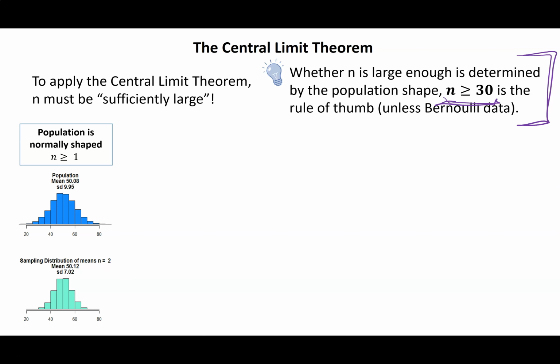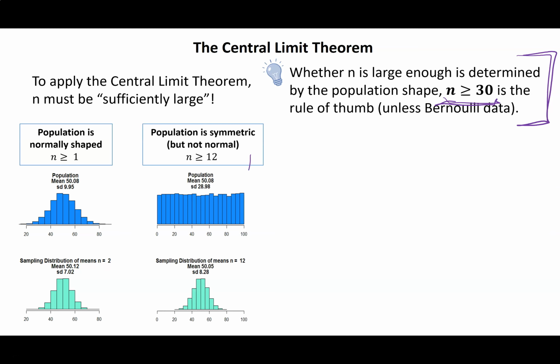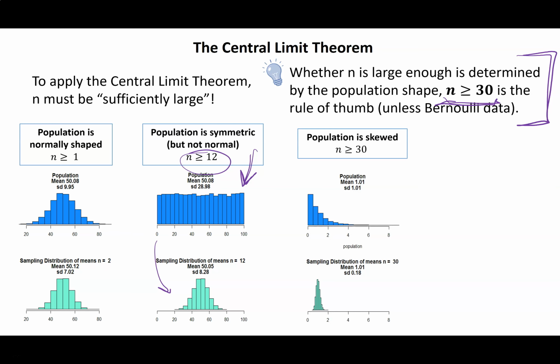So here, if I have a population that I know is normally distributed, any sample size will be big enough for the central limit theorem to kick in. If I have a population and I know it's symmetric, but not normally distributed, I should take sample sizes of at least 12. That will be big enough for the central limit theorem to kick in so that the sampling distribution of X bar will be roughly normal. However, if you have a really skewed distribution for the population, you're going to need a large sample size. If it's really skewed or you have extreme outliers, you're going to want to take a sample of at least 30. In general, 30 is going to work pretty well for us.